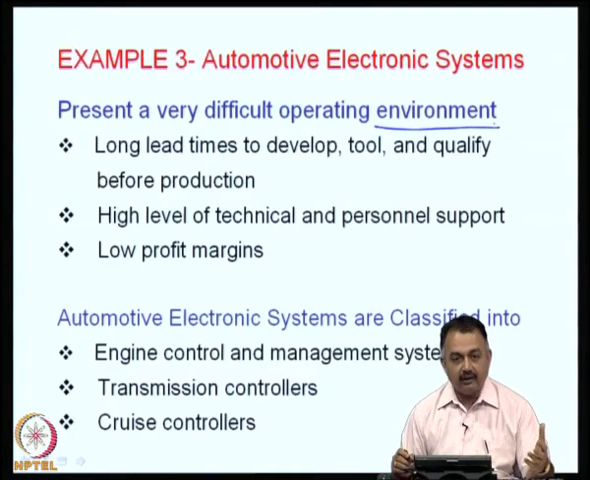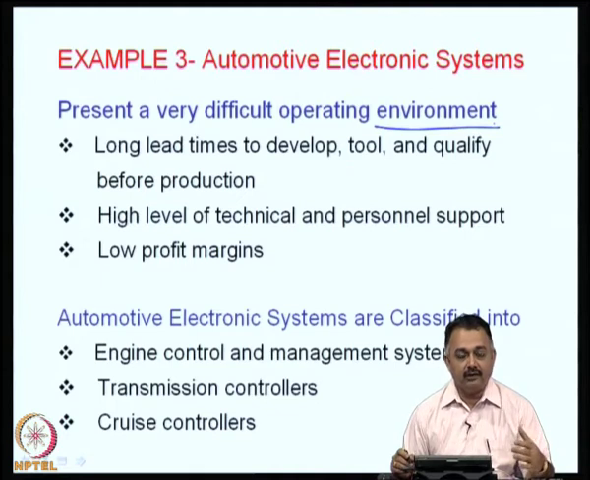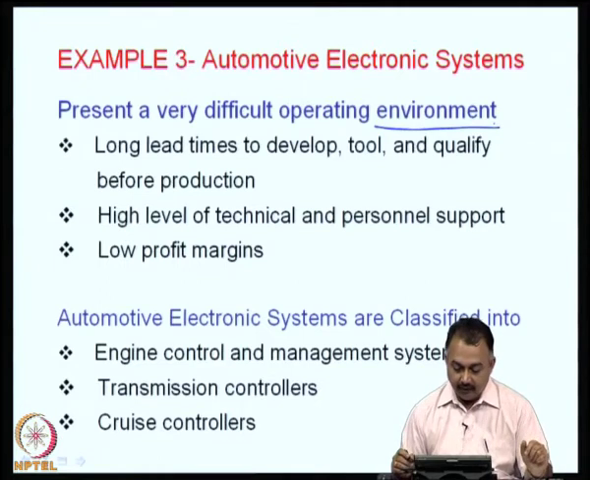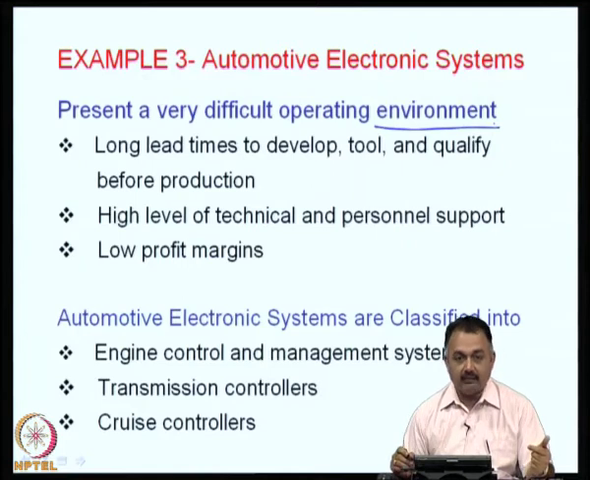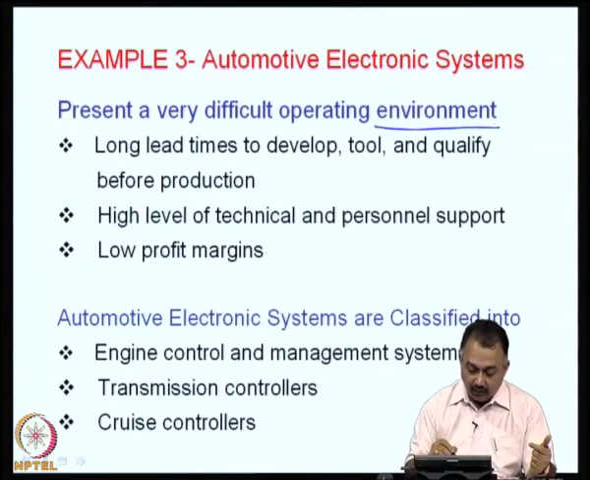So, when we say automotive electronics, for our very simple understanding we are considering a car, because we have to look at volume operations, volume manufacturing, and for us the best example will be an automotive system like a car. Typically, there are long lead times to develop an electronic system for this application, develop tools and qualify before production. High level of technical and personal support is required, and low profit margins.